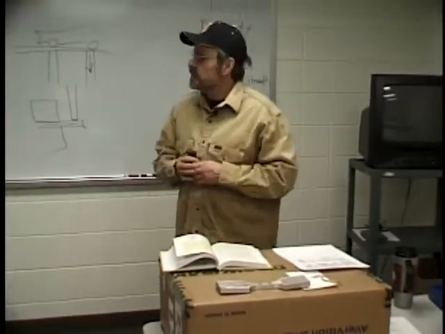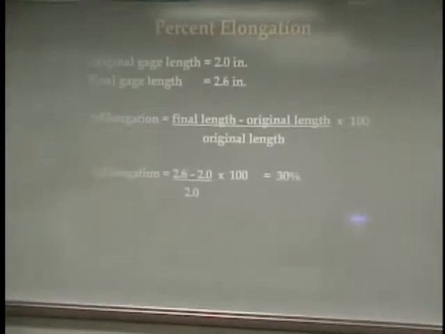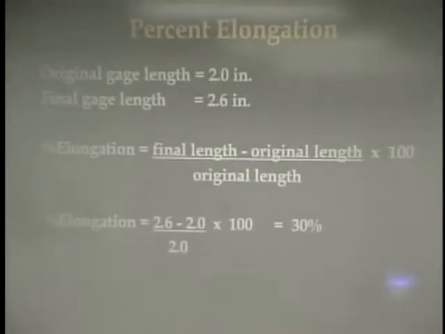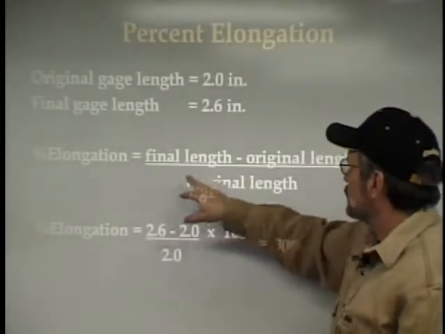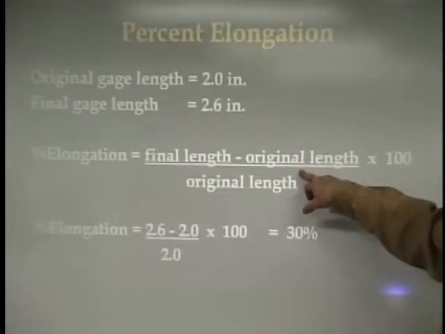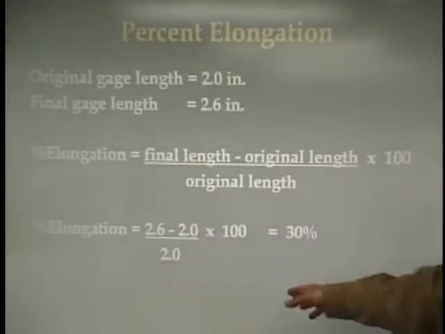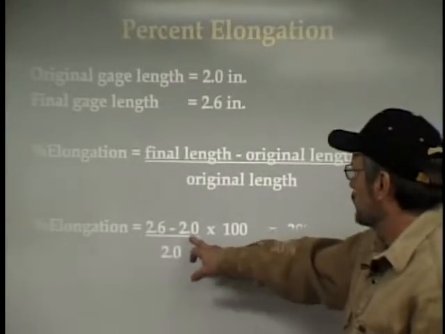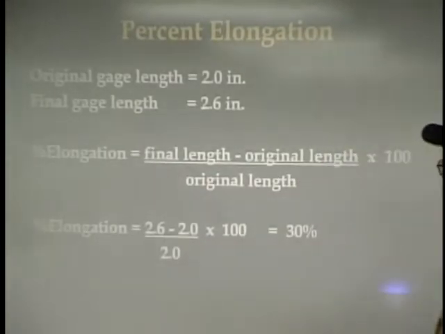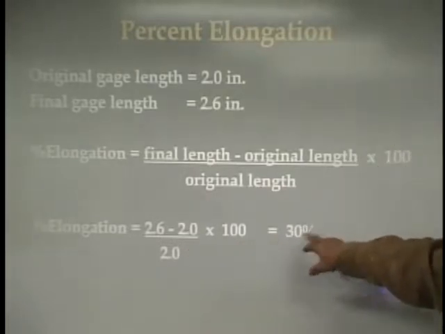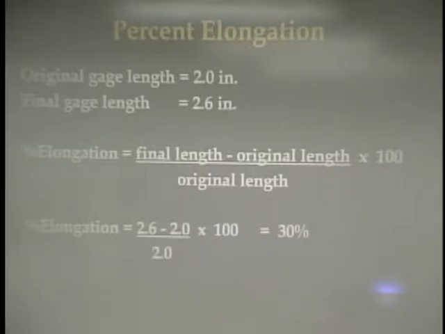This is the calculation. I don't know if you guys are interested in this. It's not going to be on your test, but if you needed to calculate the percent of elongation, this is the formula that you would use. Percentage of elongation equals the final length minus the original length, times 100, divided by the original length. Here their original length was 2 inches. When they got done with it, it was 2.6 inches, so 0.6 times 100 divided by 2 equaled 30%. So they had a 30% elongation on this particular example.